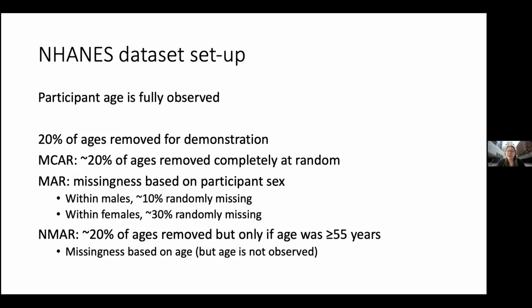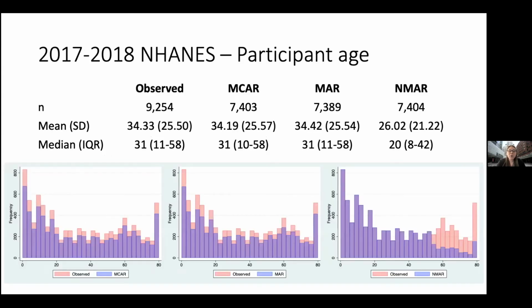So missingness then becomes informative. It's based on age, but of course, age is the thing that's actually missing. So this was a quick summary of the data set then.